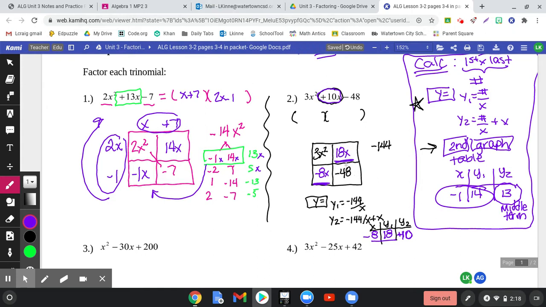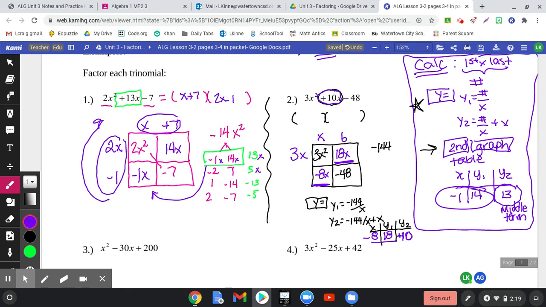So if you were to combine all these, you would see that you get 3x squared plus 10x minus 48. But remember, we're trying to work backwards. So now just look for the GCF. What goes into 3x and 18x? Well, they're both divisible by 3, and they both have an x. And now it's a puzzle. Figure out what these other things have to be. What would you multiply 3x by to get 3x squared? I need another x there. What would you multiply 3x by to get 18x? 3 times 6, and it's positive, so it's x plus 6.